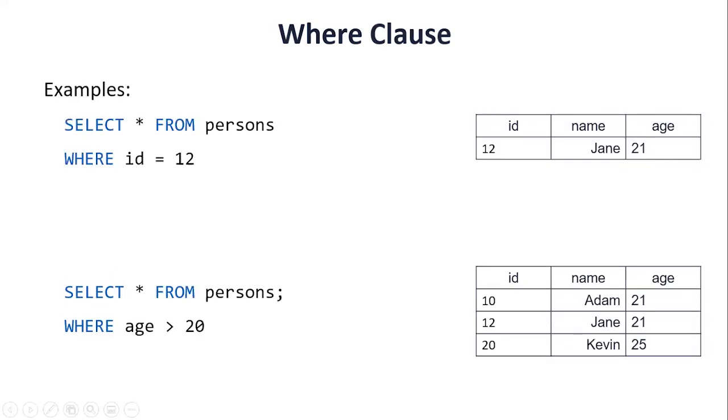So let's see an example for that. Let's say we want to select the person with the ID 12. So we can simply write it as select all from persons followed by where ID equals 12.